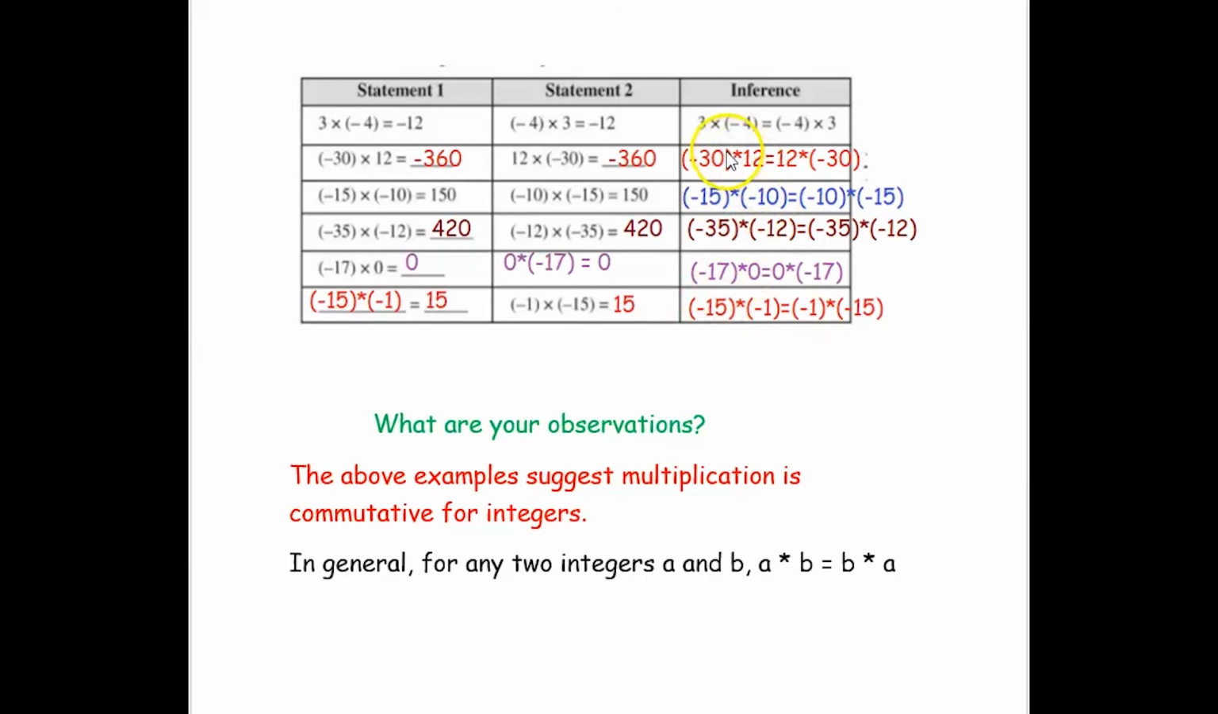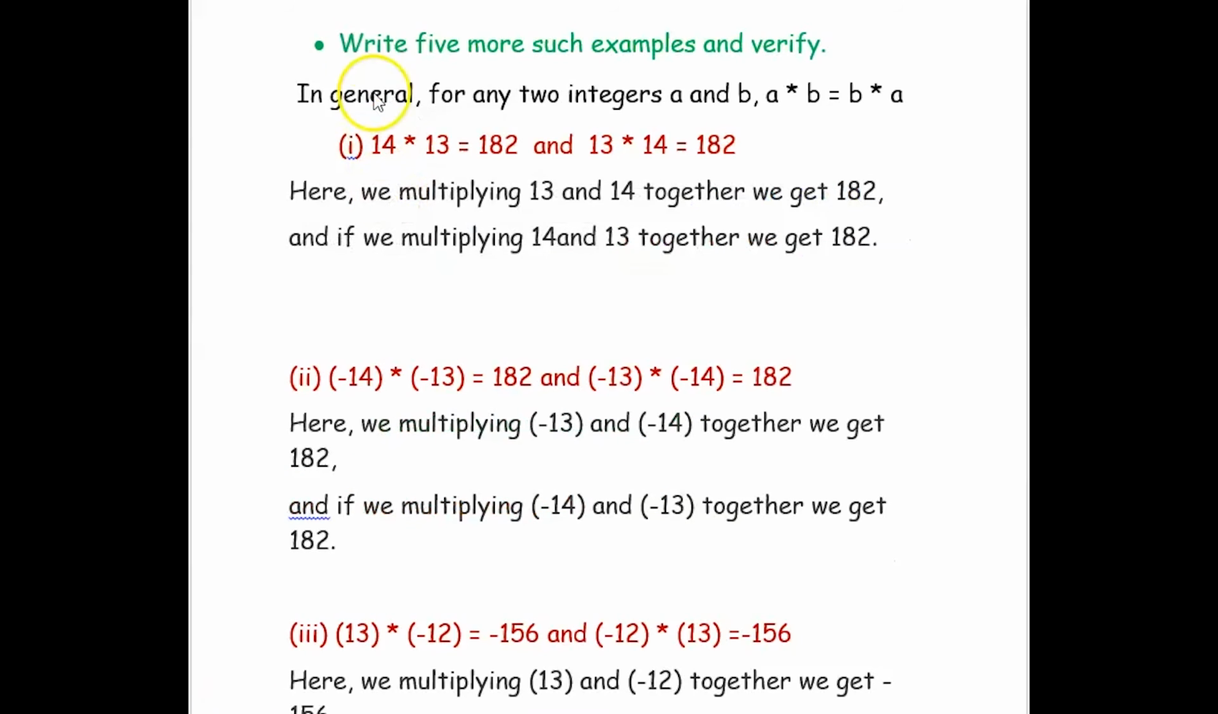That is, A into B is equal to B into A. So for all the examples, we have proved A into B equal to B into A. So multiplication is also commutative for integers, like addition or like whole numbers. In general, for any two integers A and B, A into B equal to B into A. This is the commutative property formula for multiplication of integers. Next question is, write 5 more such examples and verify.